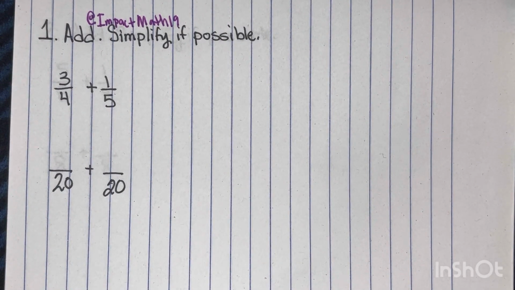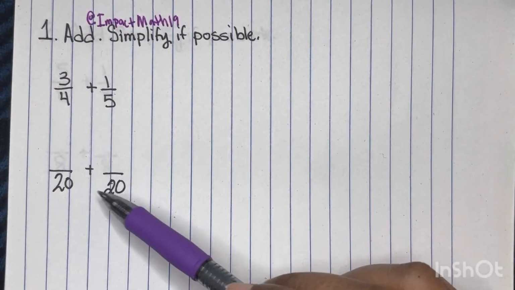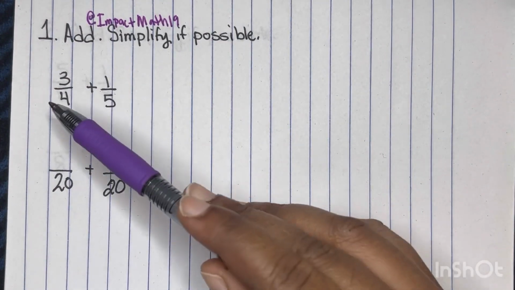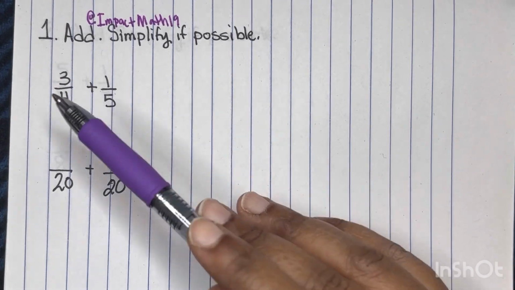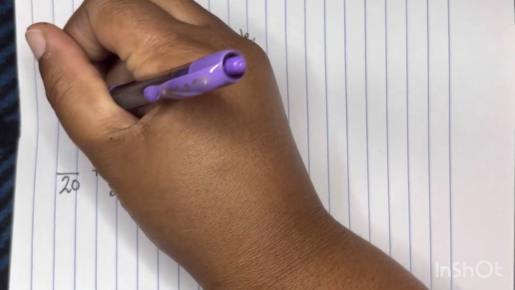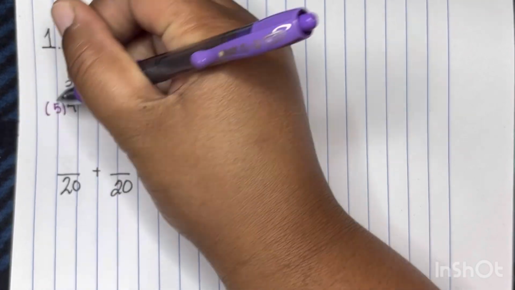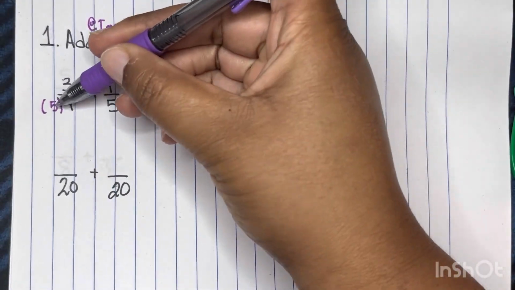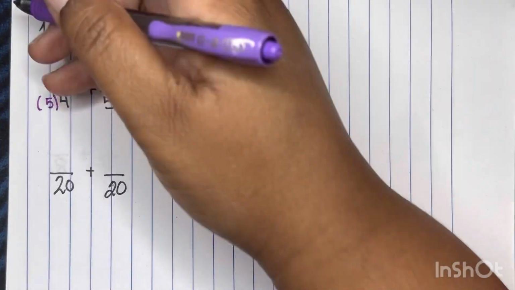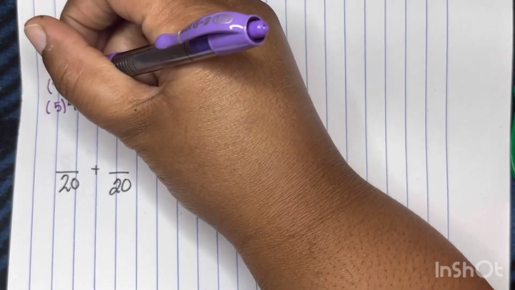Alrighty, we're going to practice some adding fractions. The common denominator is given for you. So now that we know that the LCD is 20, we have to ask ourselves 4 times what gives us 20. And if you're saying 5, great. But remember, what you do to the bottom, you also have to do to the top.